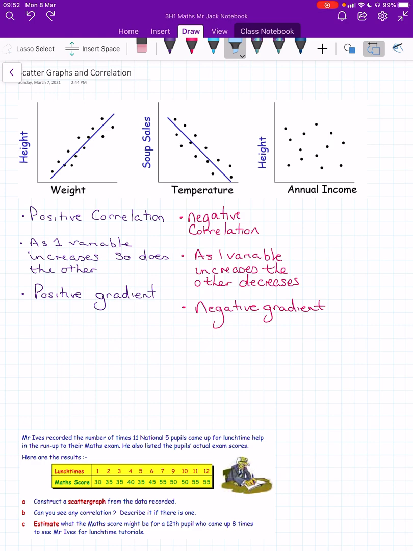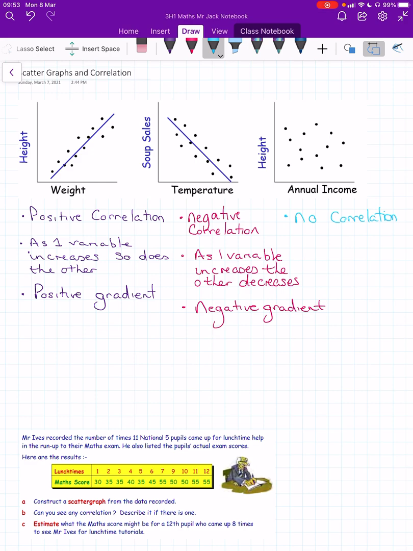So in that situation, what we would say is there's no correlation. There's no relationship between those two values. You can't easily draw a straight line that would join most of those points together. It is just a scattered bunch of points. So there's no correlation there. And those are the three options on correlation.